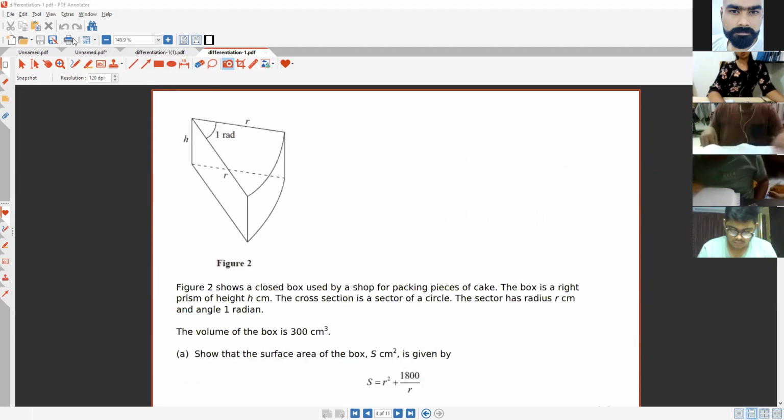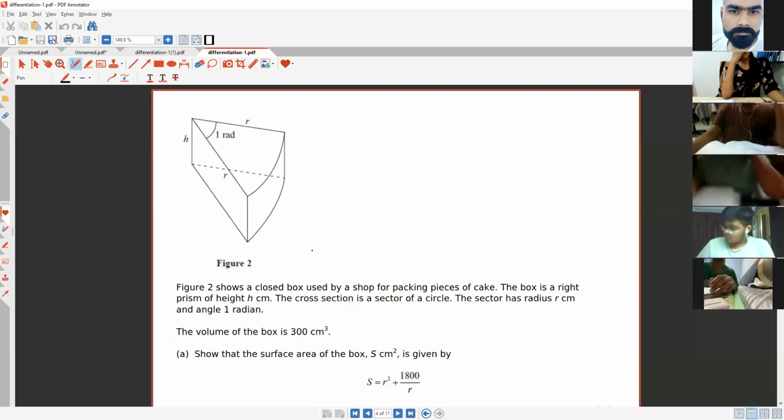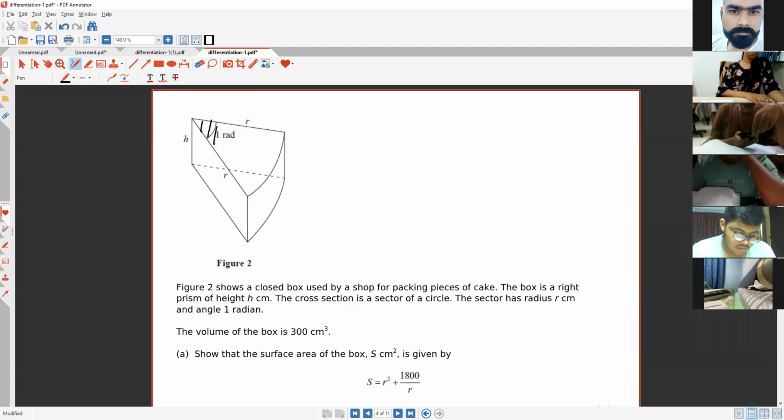So again, first of all, always read the question. What did they say? It's a closed box. It has a volume. The box is a right prism of height h. The cross section is a sector of a circle. The sector has a radius r centimeter, and the angle is 1 radian. They said the volume.